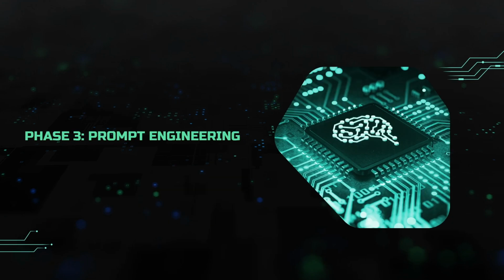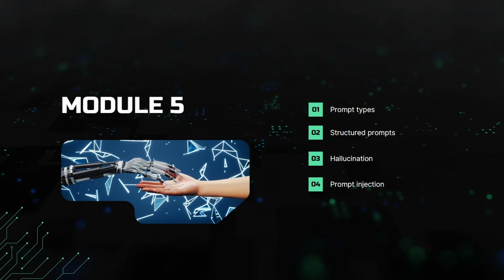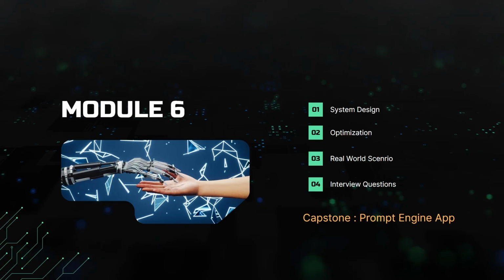Then in phase 3, we are going for prompt engineering. Here we are going to see the prompt types, structured prompt, what are hallucination in prompts and how we can avoid that, and then what is prompt injection. After that, we are going with all the system design and everything, and then a capstone project, that is basically a prompt engine application.